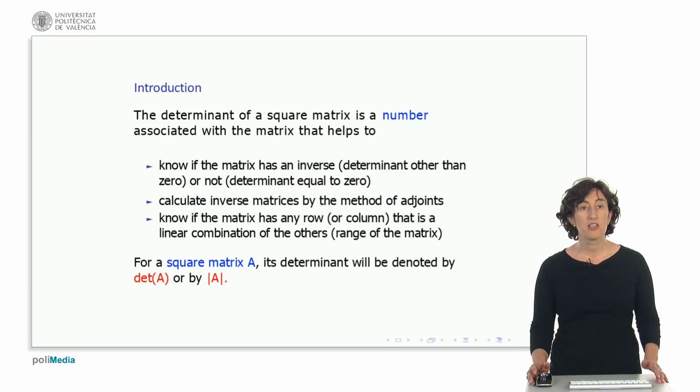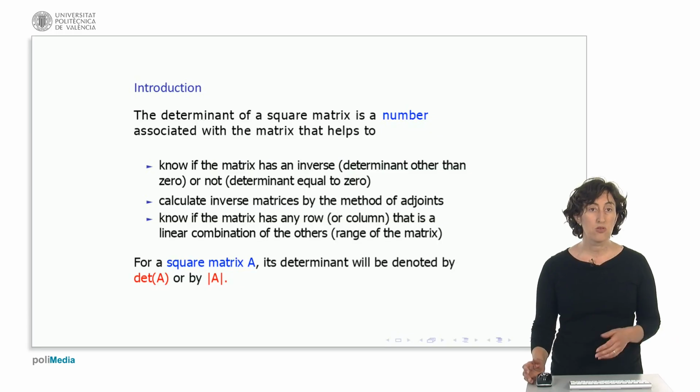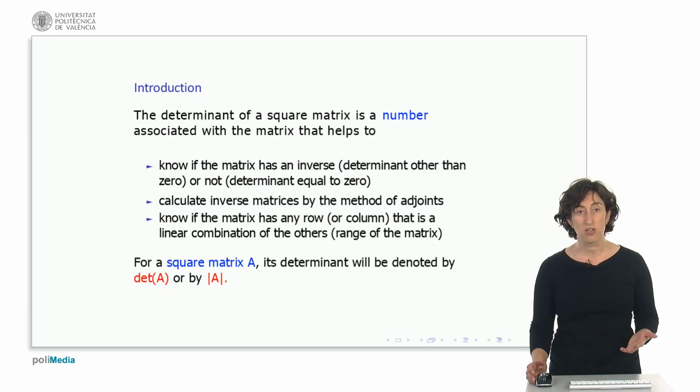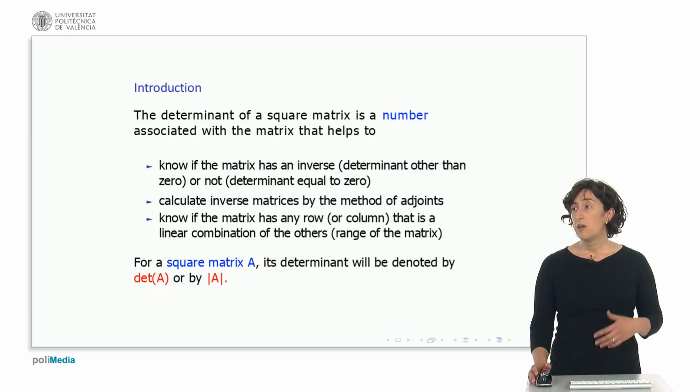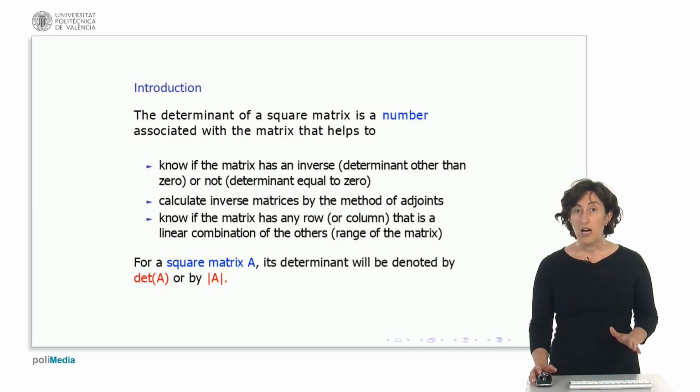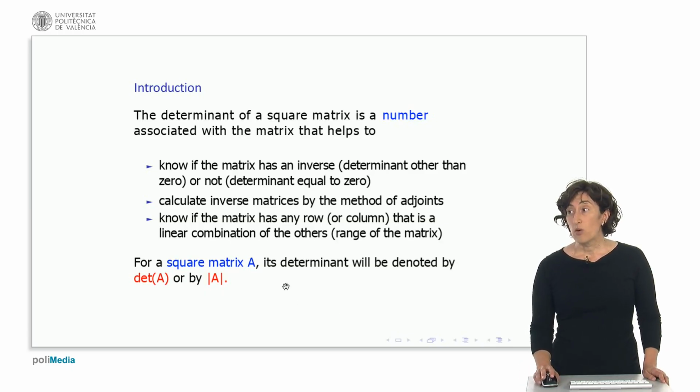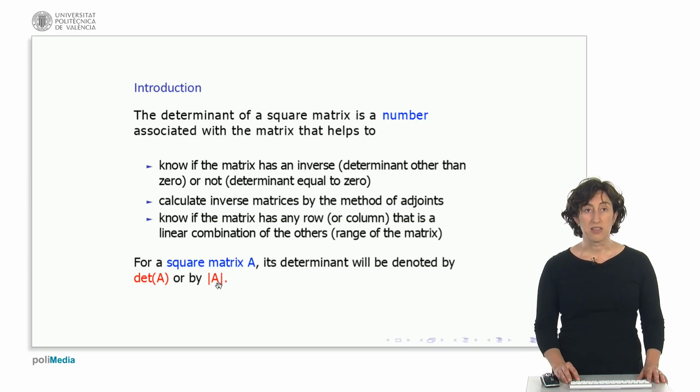So we will start by saying that the determinant of a square matrix is a number associated with the matrix that will help you to know if the matrix is invertible or not, depending on whether the determinant is zero or not. It will also help us to calculate inverse matrices by the method of the adjoints, and to know if the matrix has a row or column that is a linear combination of the others. For any square matrix, for which we can calculate determinants, we will note it in this way, det A, or with this expression here so that it is more comfortable throughout the presentation.